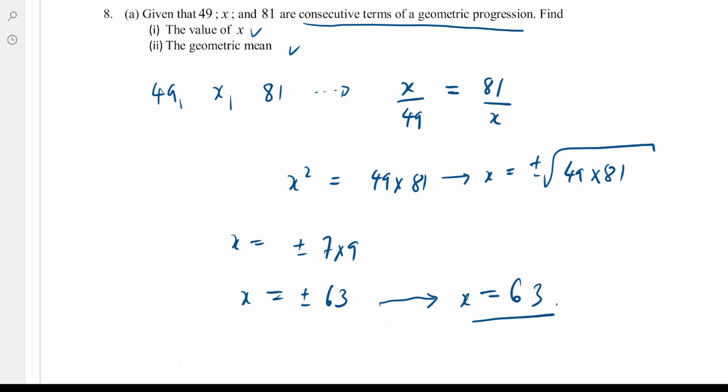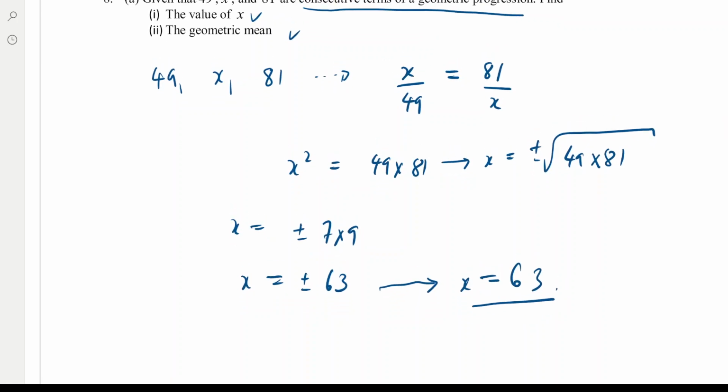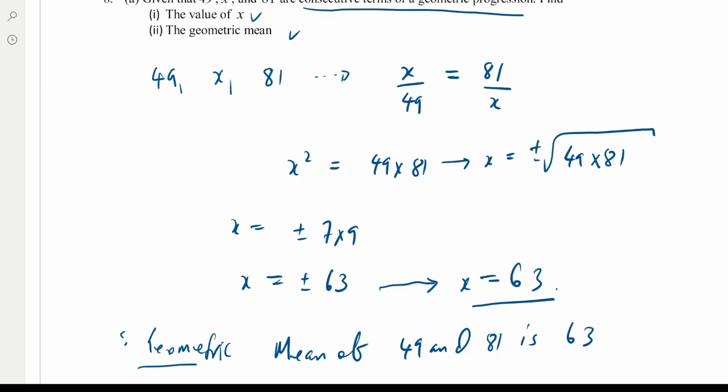Now, what is geometric mean? Geometric mean. You're having three consecutive numbers. Actually, the middle number is the geometric mean of 49 and 81. So we can say that the geometric mean of 49 and 81 is 63, dear students. Thank you.